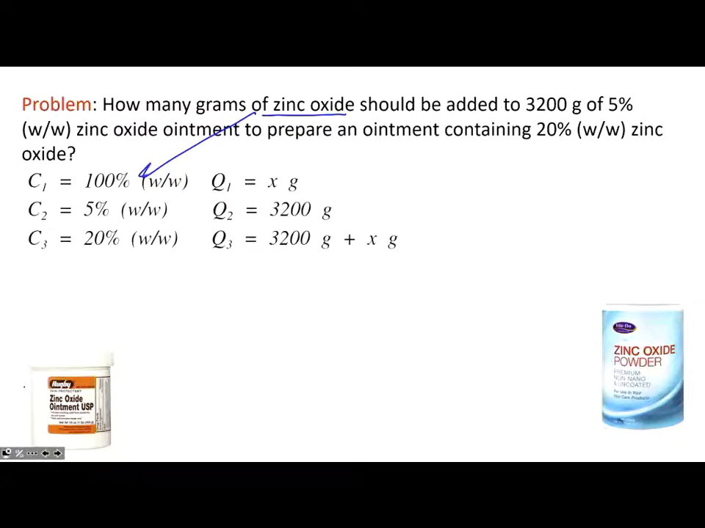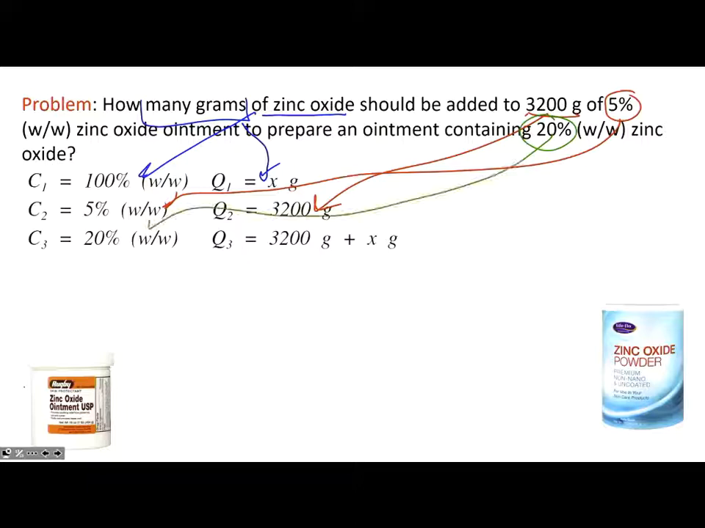How much of that do we want to use? I don't know. It says how many grams. So I'm going to set the quantity of that powder equal to X. X grams of this 100% powder is what I'm adding. What are you adding it to? You are adding it to an ointment that has a concentration of 5%, and you already know you have 3,200 grams. So far, so good? Should be easy. What am I making? In the end, when I add those two things together, the final concentration I want is 20%. All right, there it is.